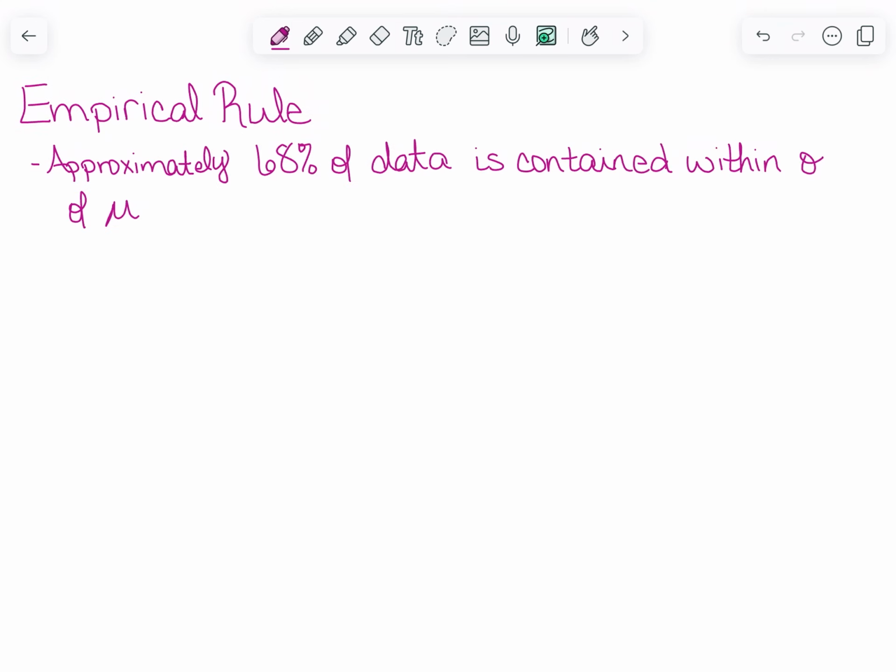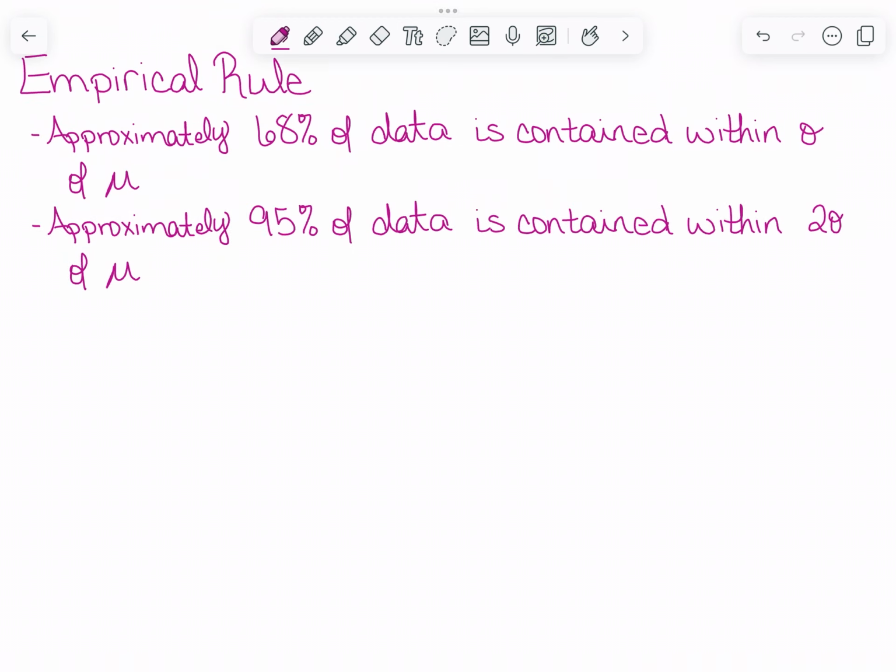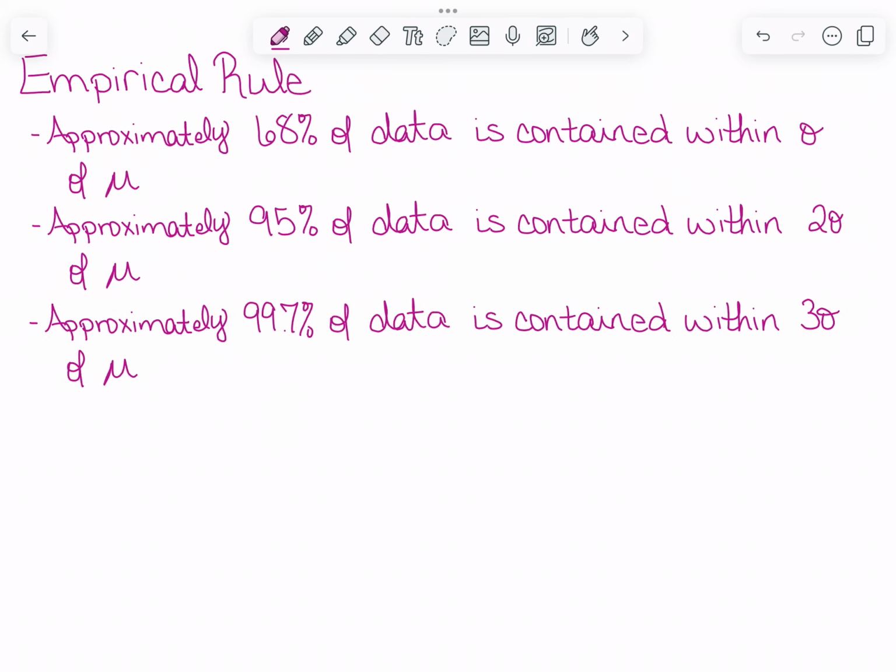The first part of the empirical rule states that approximately 68% of our data is contained within sigma of mu. This means if I start with the mean and I go both up and down by a single standard deviation, that range is going to hold about 68% of my data. It also says approximately 95% of data is contained within 2 standard deviations of the mean, and approximately 99.7% of the data is contained within 3 standard deviations of the mean.